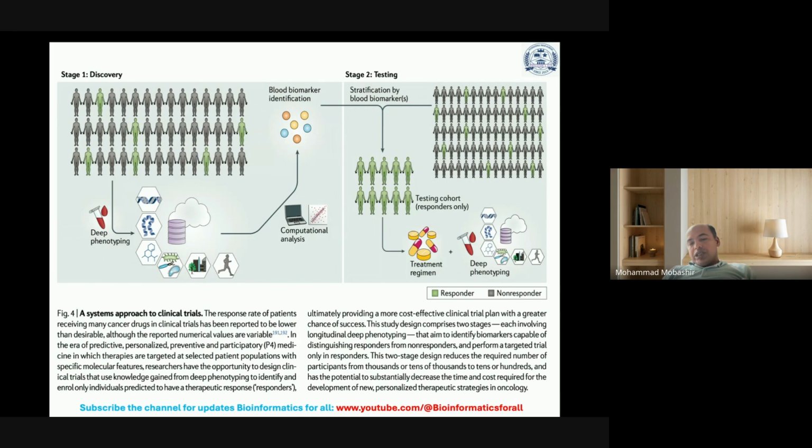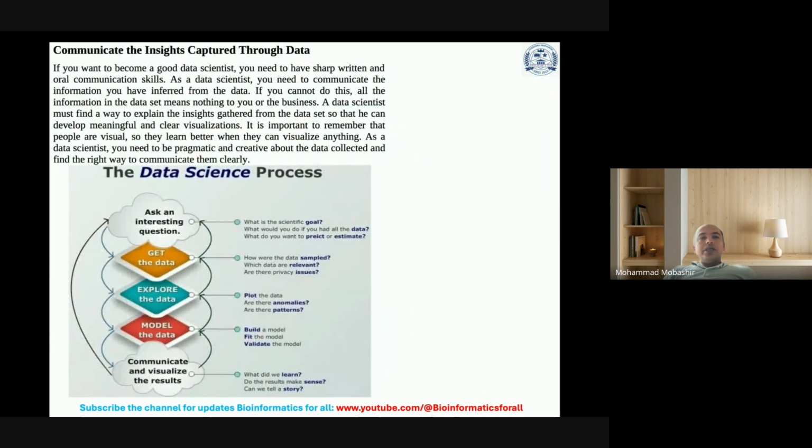And you can also see these analysis examples in detail in the original paper where it has been published. Now, communicate the insights captured through data. If you are working on data science, you need to communicate, understand, and properly interpret the data by analyzing it and implementing some machine learning algorithm.